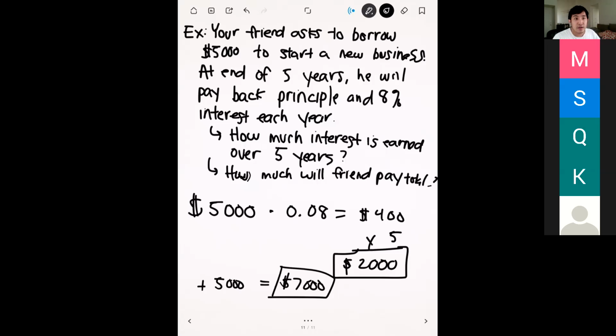But in reality, the one that's used more often is compounding interest. So basically what that means is that at the end of year one, instead of owing you $5,000, your friend is going to owe you $5,400. And so the interest for year two is going to be more than the interest for year one, right? So for year two, in order to compute the interest, you would do the original principal plus the interest that you earned from last year. And this would be, let me get a calculator, 5,400 times 0.08, 432.